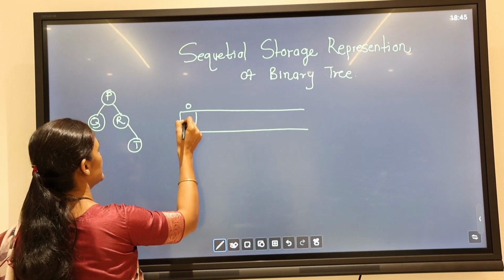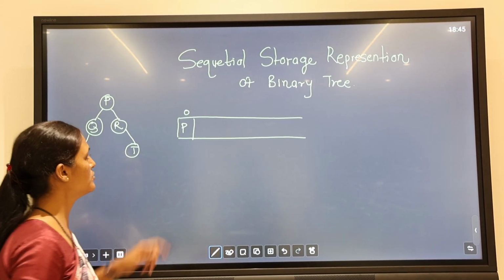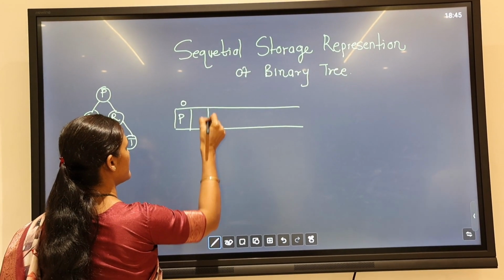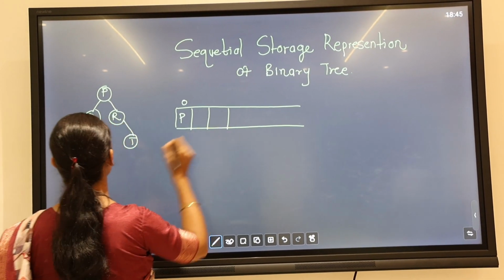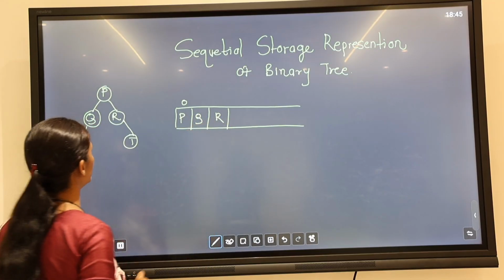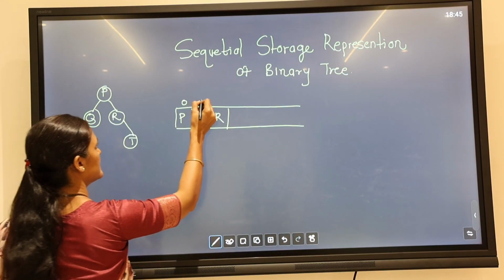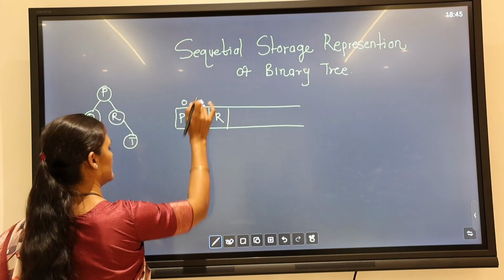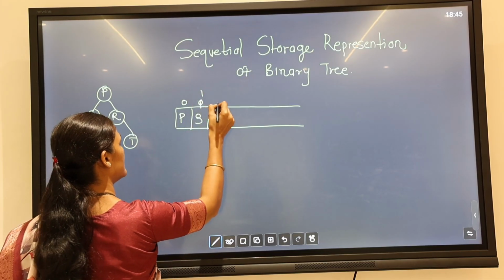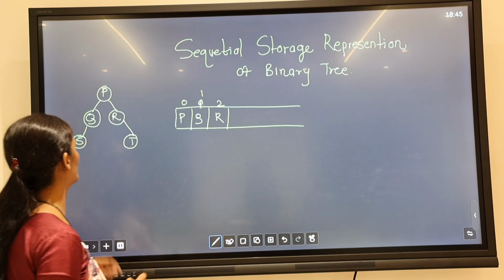So the root node is P. Store the root node at index 0. Sequentially store its left child and right child. So the left child of P is Q and the right child of P is R. So their indexes are 1 here and 2.